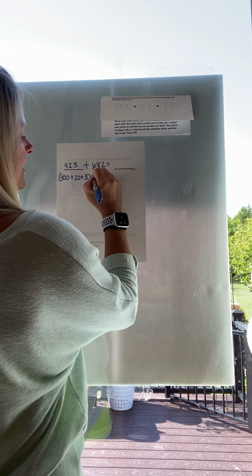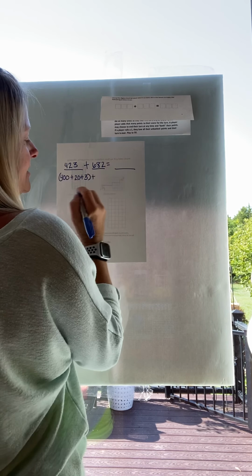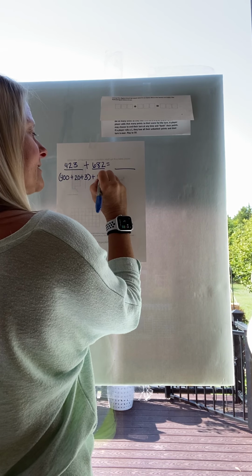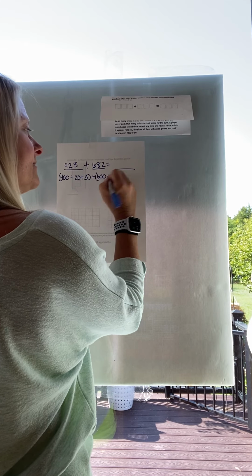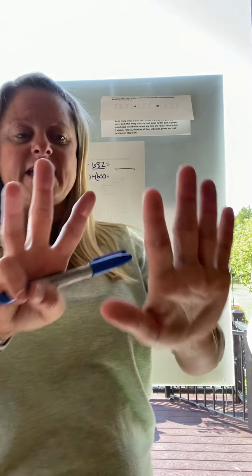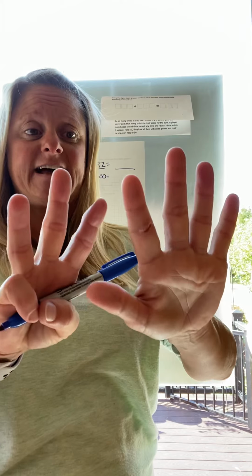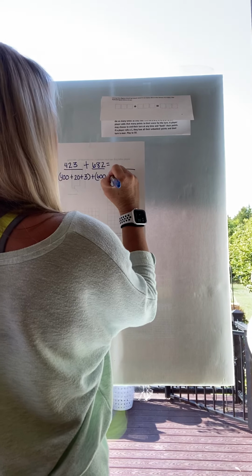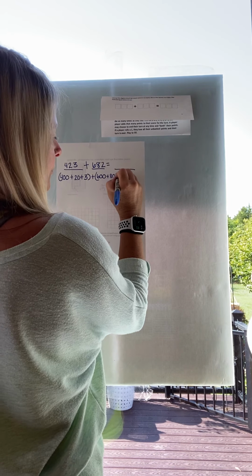Same with the 682. This 6 is in the hundreds place, so the 6 is worth 600. This 8 is in the tens place, so it's worth 8 tens, and 8 tens are 10, 20, 30, 40, 50, 60, 70, 80, and then just 2 ones.